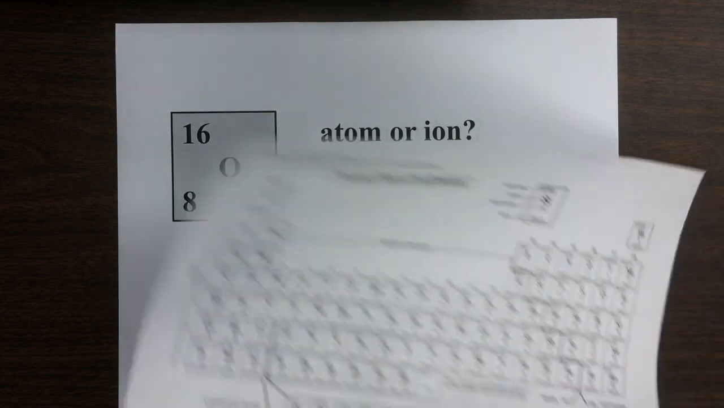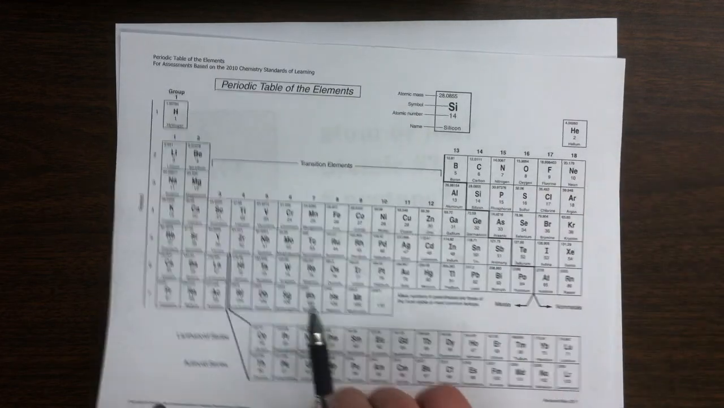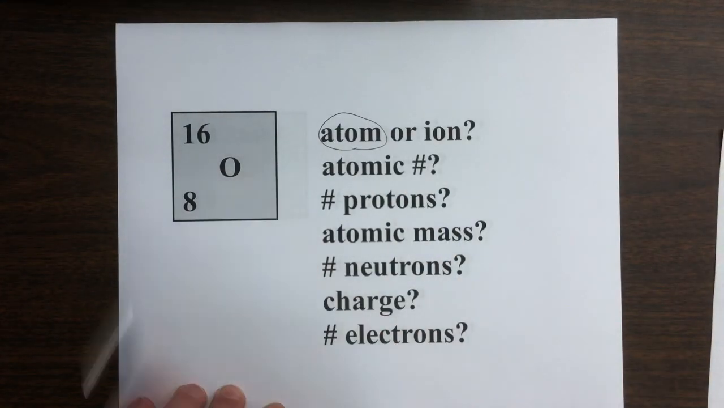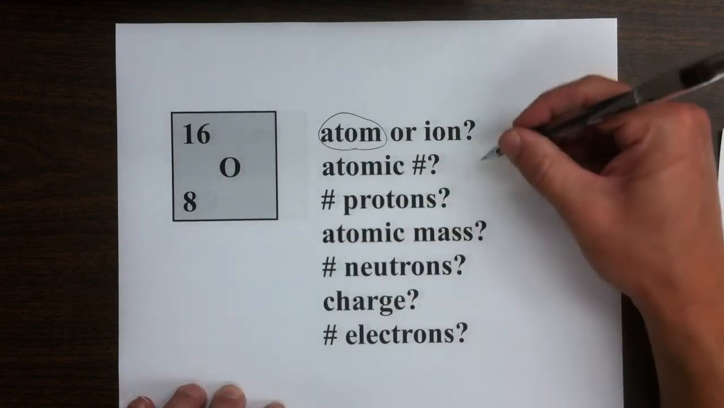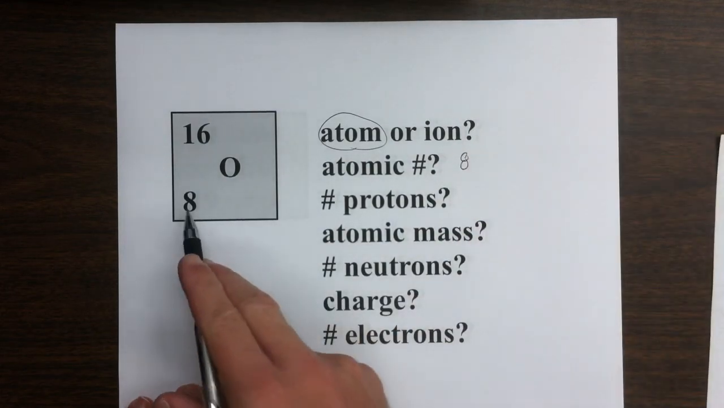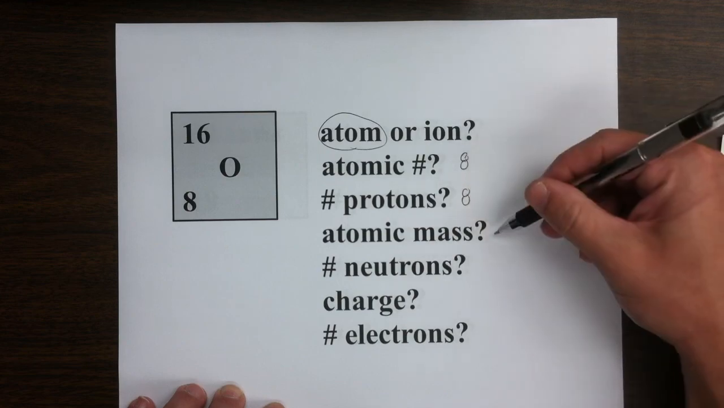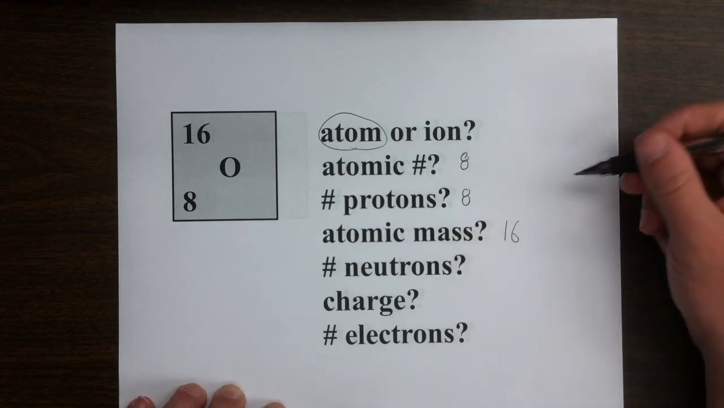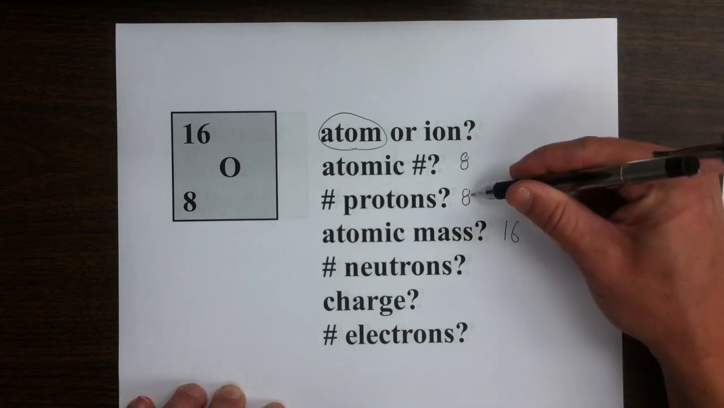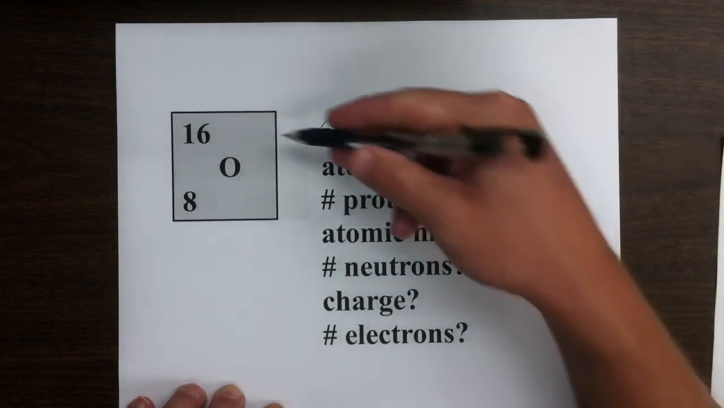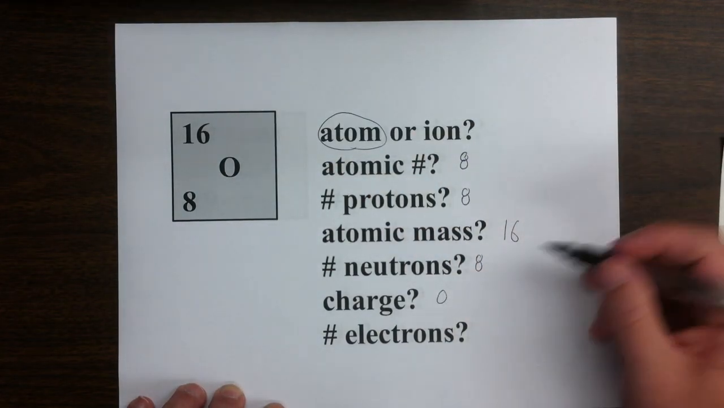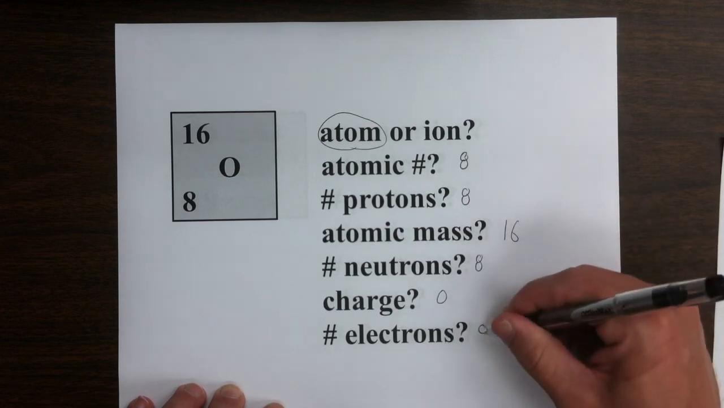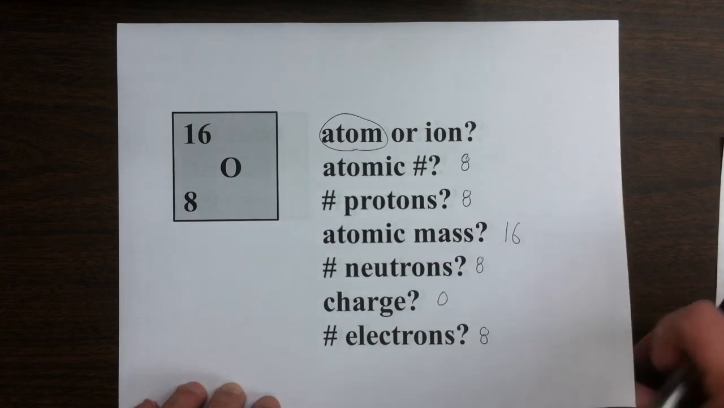Here we have an atom of oxygen, atomic number 8. It's not an ion because there's no charge listed. We said the atomic number is 8. Therefore, it also has 8 protons. The atomic mass is 16. To get the neutrons, we take the mass and subtract the protons, so we get 8 again. There's no charge listed, so it's 0. And since there's no charge, electrons equals protons. Very simple. Very much like the last one.